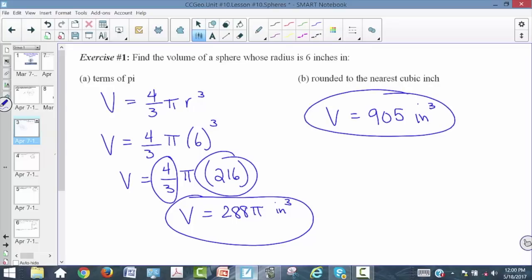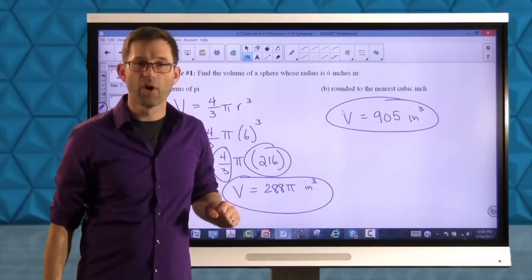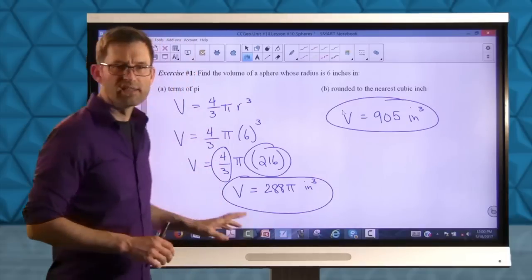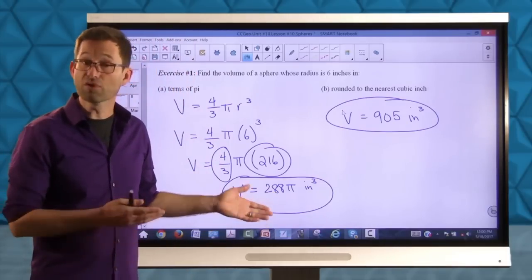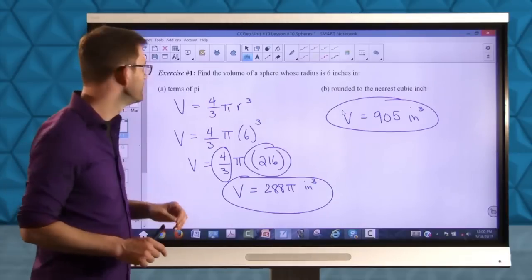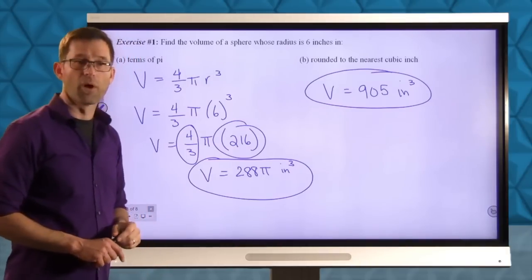All right. Thankfully, most of the time, this is the way that we're going to want that volume. A volume that we can use, that we can actually do something with, as opposed to left in terms of pi, which is good. It's exact, but you can't do much with it. Anyway, so take a look, and then we'll move on to the next problem.